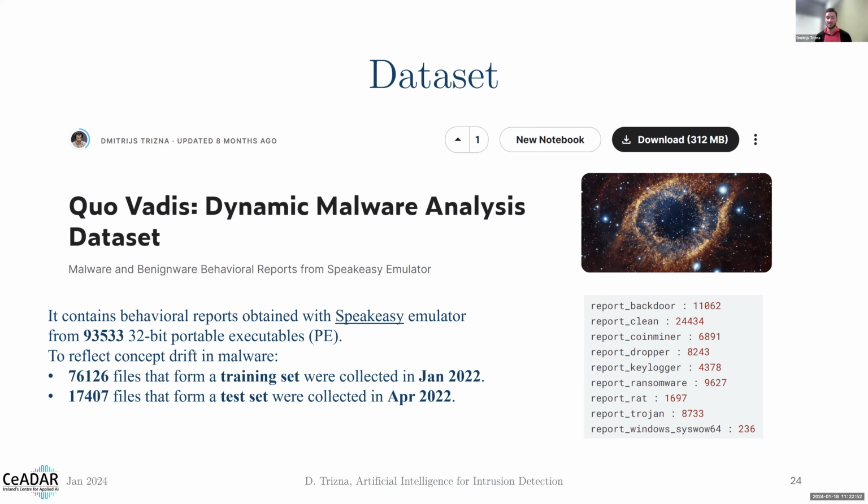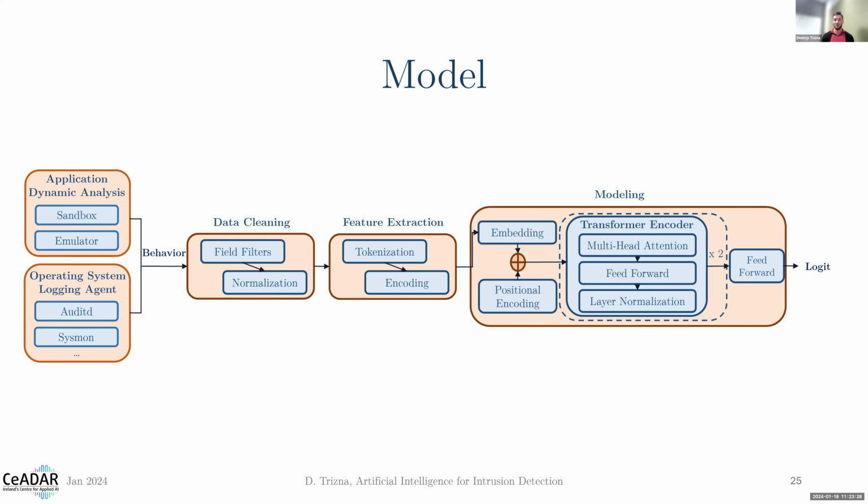Dataset. I collected this dataset basically myself as well, and it corresponds to roughly 100,000 samples, 93,000 to be exact, spanned across time, with a training set collected in January and a test set collected in April to reflect so-called concept drift in malware. It has both malicious samples and clean samples, and is pretty decent in this case. So if you are interested in this kind of topic, you can download this dataset. It's publicly available. The model itself looks as follows.